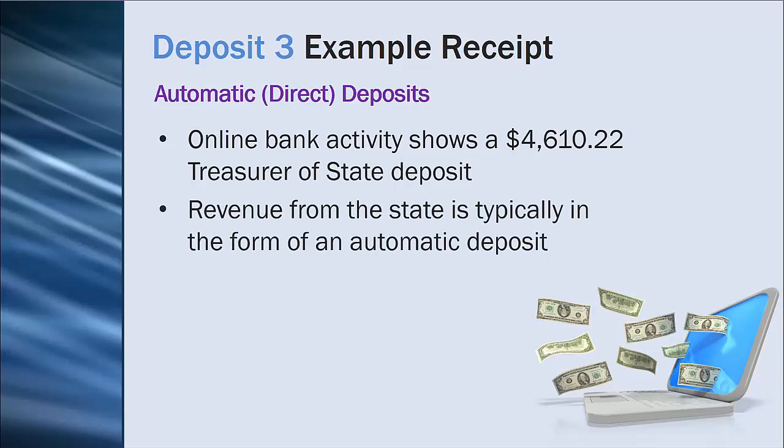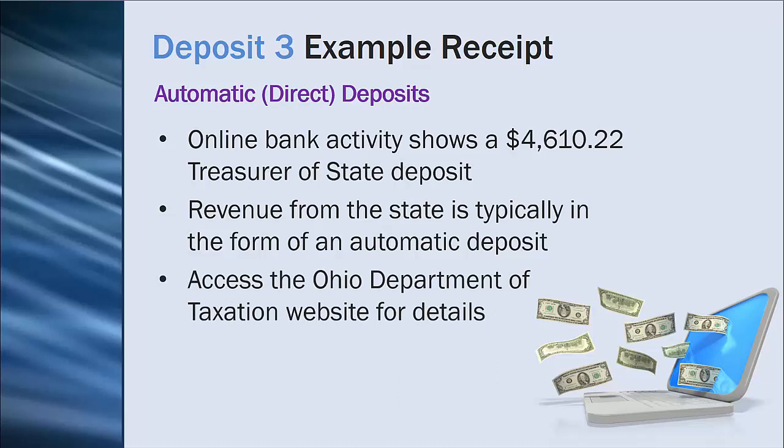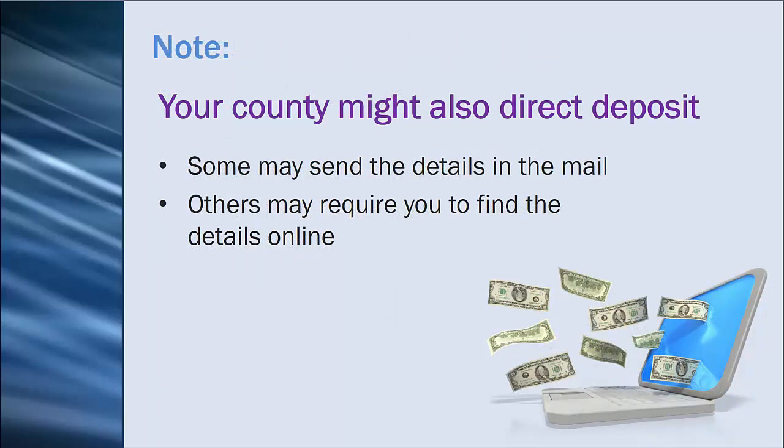Revenue from the state is usually in the form of direct deposit. You have to access the Ohio Department of Taxation's website for details when you receive money like this. Also, more and more counties are using direct deposit, and they're sending you the details about the money either in the mail, or others may require you to look it up on their website like the state does.